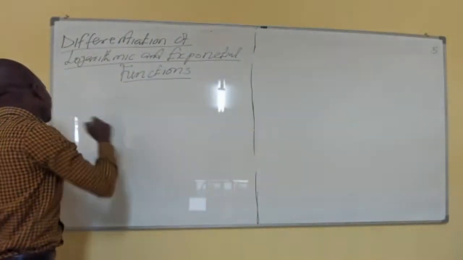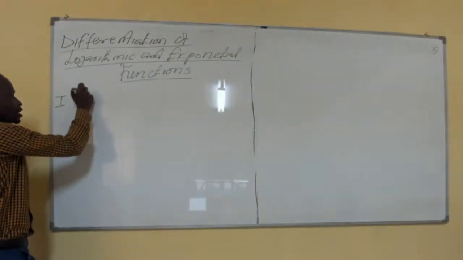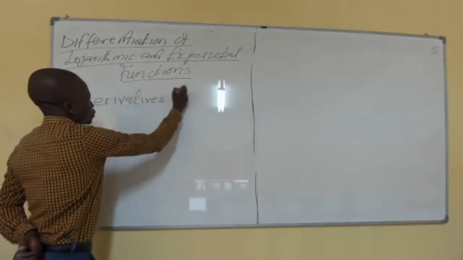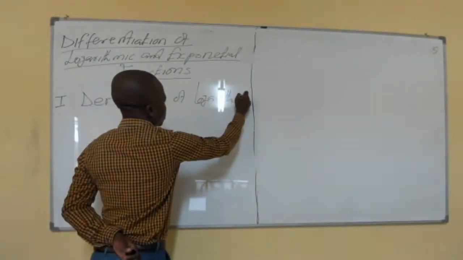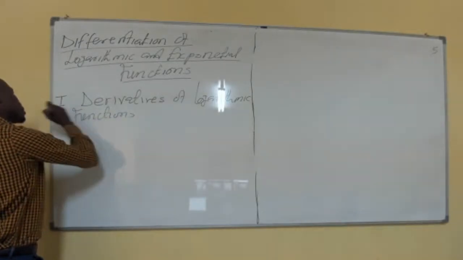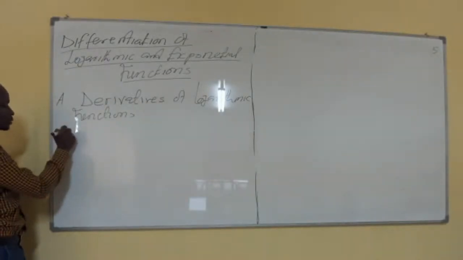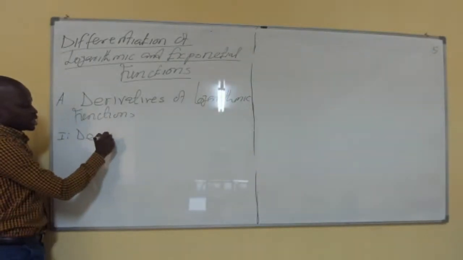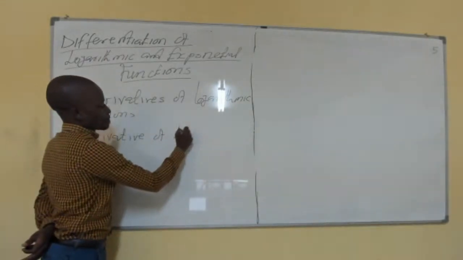Under this session, the first part of this session is we're going to look at derivatives of logarithmic functions. So this is part A. Now, under part A1, we start with the derivative of ln x.